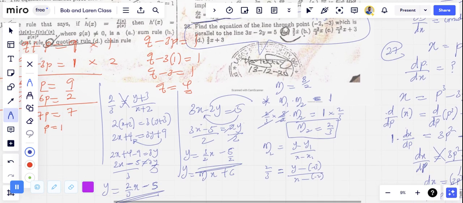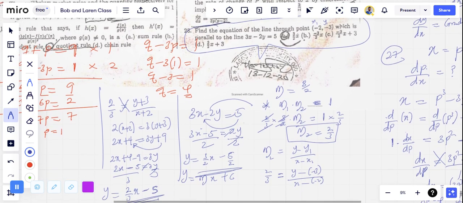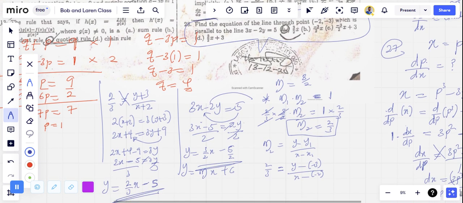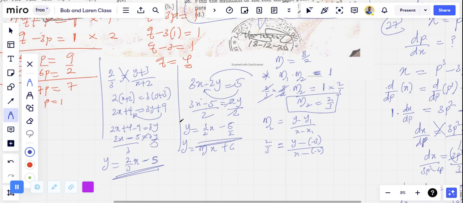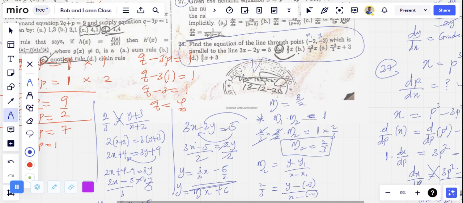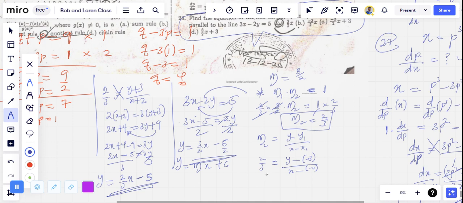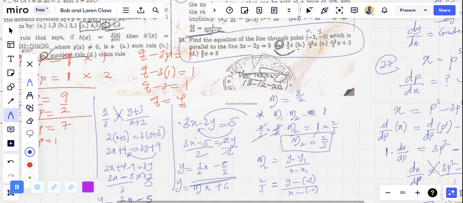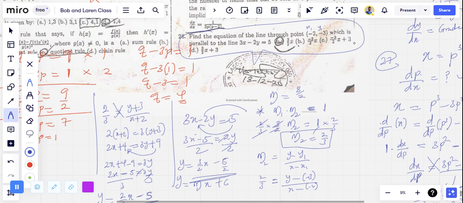Yes, that means there is something wrong somewhere. I'm seeing the answer as 3 over 2 x, with minus 2 and minus 3. Let's check. I have 3x minus 2y equals 5. If this comes here, I have my gradient as 3 over 2, which is correct. So when I find the gradient for the line parallel to that line, I should have 2 over 3. Is it that I've made any mistake here? m2 is 2 over 3 equals y minus y1, that's y plus 3, over x plus 2.